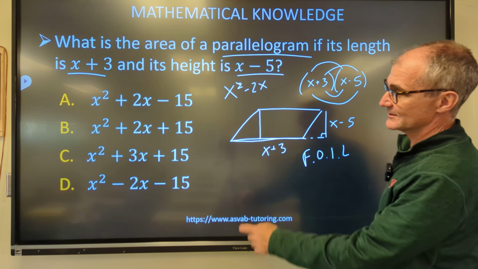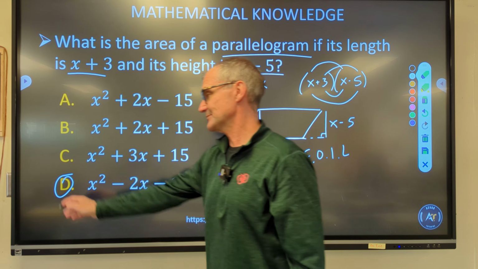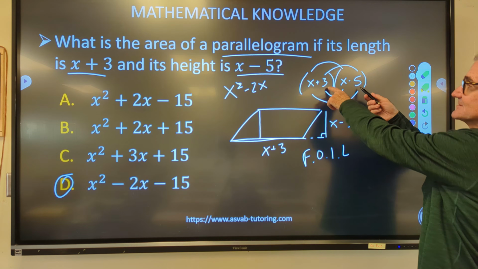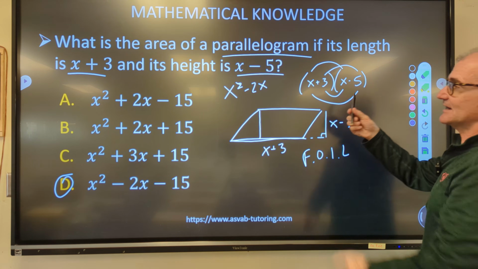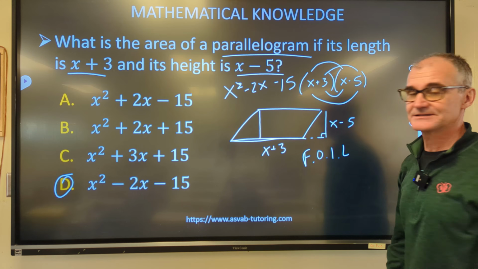From there, I'm going to look over and see if there's only one solution. There is. The only one that's going to work is answer D. But just to show you, the last terms together are 3 times negative 5, which is negative 15. So that's the solution there.